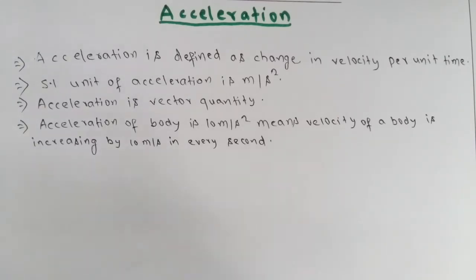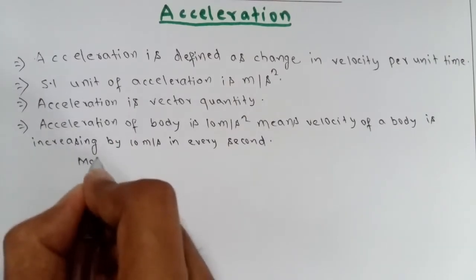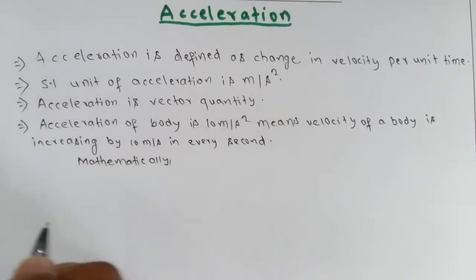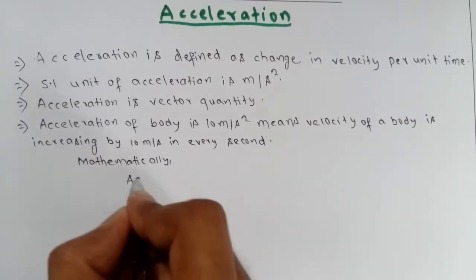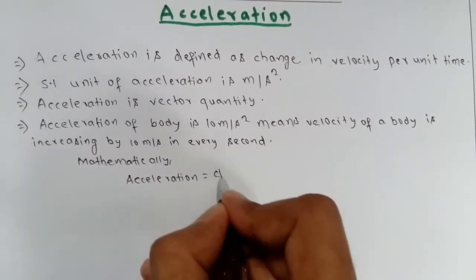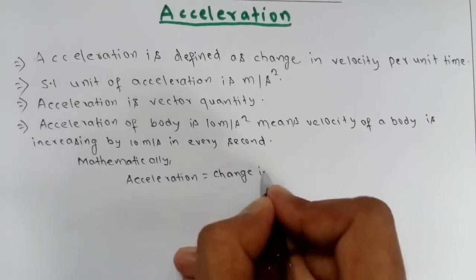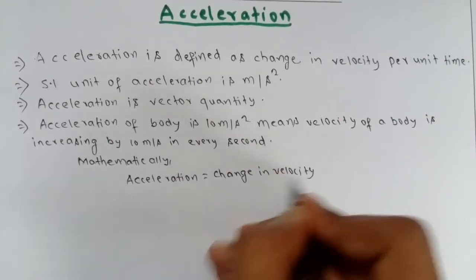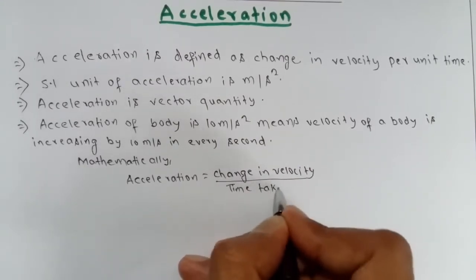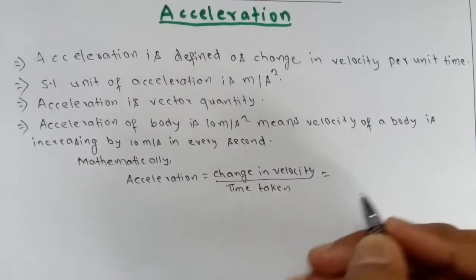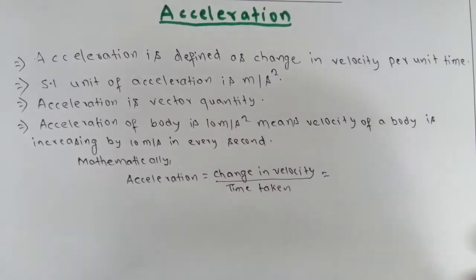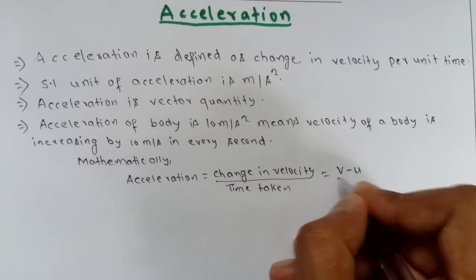Now mathematically, the formula of acceleration can be written as: acceleration equals change in velocity by time taken. And change in velocity is final velocity minus initial velocity, by time taken. So by symbol we can write v minus u by t.